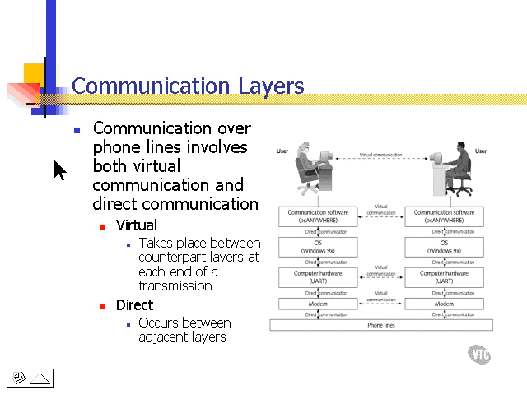Communication over the phone lines involves both virtual communication and direct communication. Virtual communication takes place between the counterpart layers at each end of a transmission. Direct communication occurs between the adjacent layers. So in other words, when two people are communicating with each other using modems through telephone lines, it appears to them as if there was a direct communication. But there isn't. That communication is virtual.